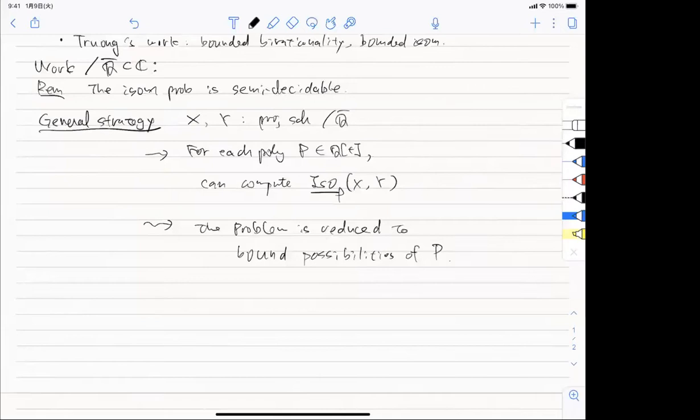And then my main results, which I'd like to present in this talk, are that we can do this indeed. We can bound possibilities for polynomials, and we can solve affirmatively the isomorphism problem in certain special cases of projective schemes: the case of one-dimensional projective schemes, the case of varieties with big canonical divisor or big anti-canonical divisor, and the case of K3 surfaces with finite automorphism groups.